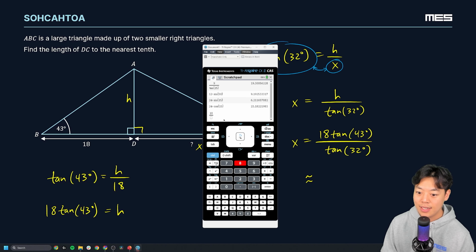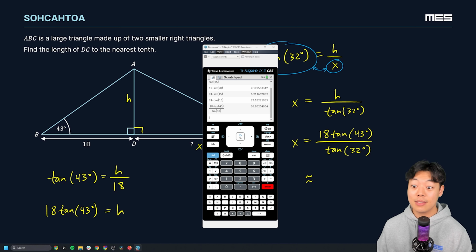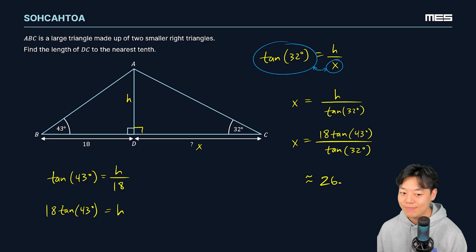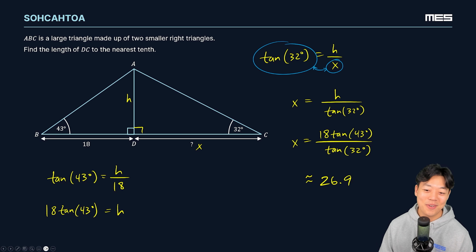So we have 18 tangent of 43 degrees all over tangent of 32 degrees, Control Enter. We want this to the nearest tenth, so we'll have 26.9. And we're good to go.